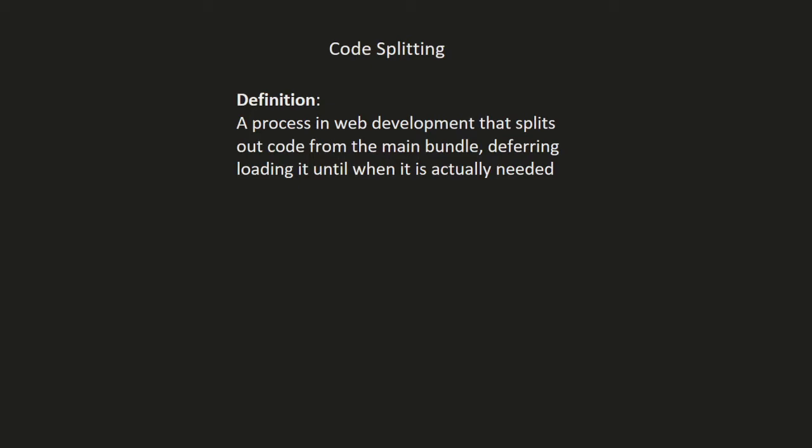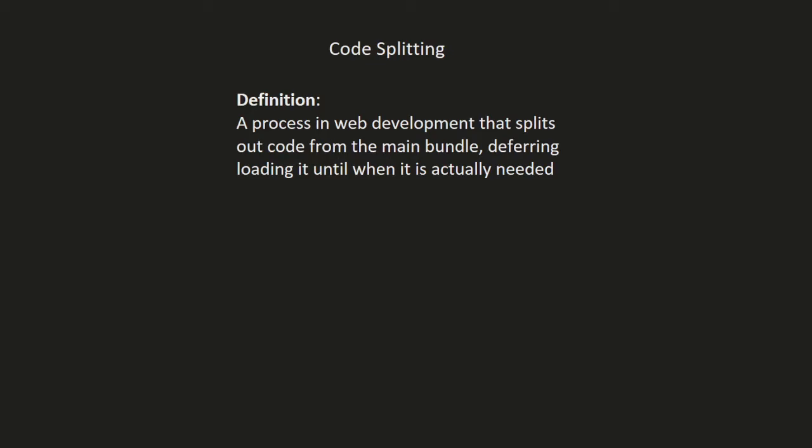Code splitting is a method used in web development that defers loading certain pieces of code until they are actually needed. By deferring loading this code, we effectively split that code out of our main bundle that's sent to the user when they first try to use our app.